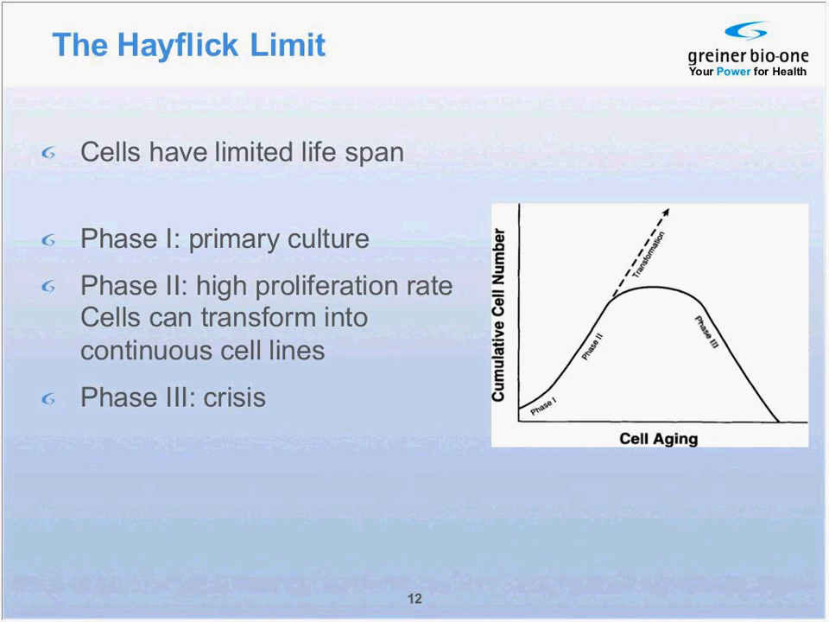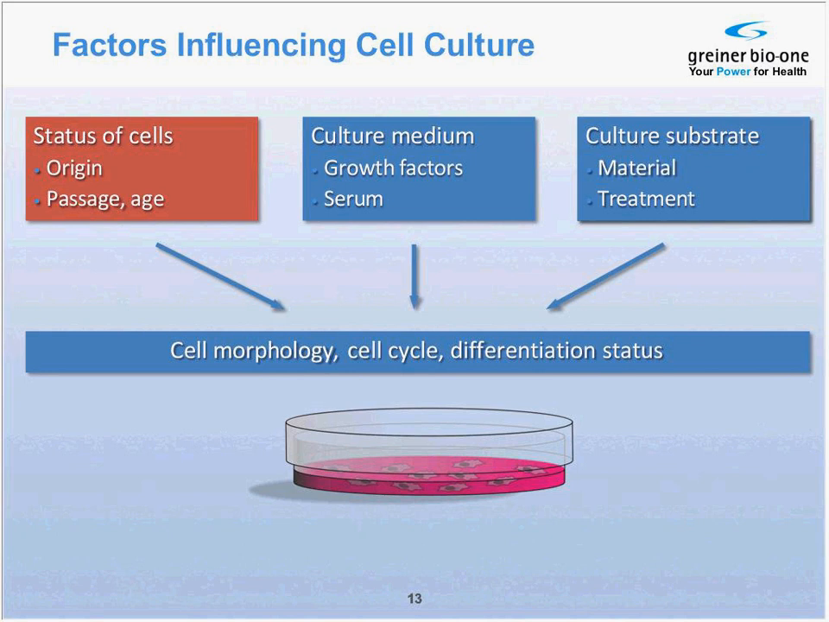What is the fate of cells? What makes them grow? Factors can influence the cell culture, and the most obvious one is the cell itself. Cells derived from blood certainly need different culture conditions than cells derived from colon, for example. Also, age and passage number can determine the cell's morphology and can cause differences in cell cycle or metabolic functions.